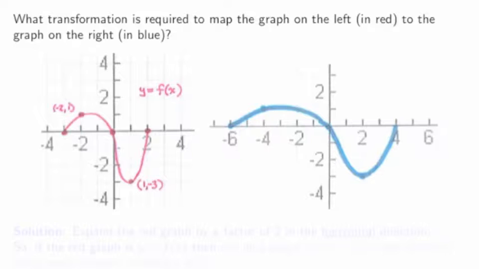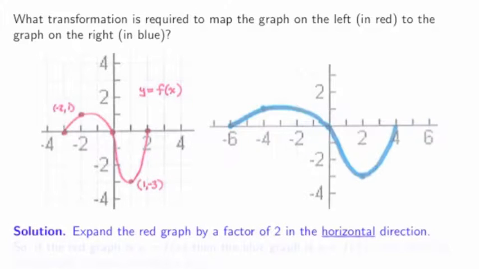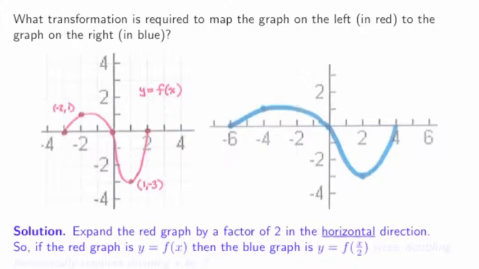One more of this type. In this case, the red graph has been stretched by a factor of 2 horizontally to give the blue graph. So what do we do if we want to stretch horizontally by a factor of 2? We replace x by x over 2. Doubling in the horizontal direction requires dividing x by 2.